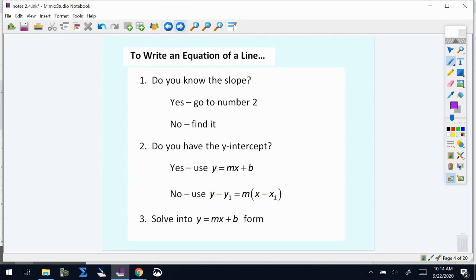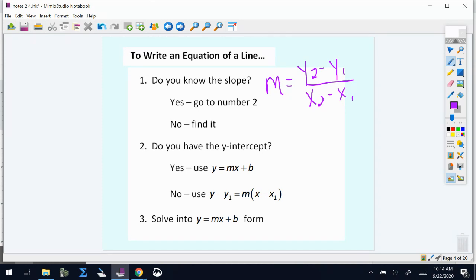So when you're writing an equation of a line, here's a little flow chart to help you. The first thing you want to ask yourself is, do I know the slope? Am I given the slope? Do I have a picture where I can find the slope? Do I have 2 points where I can find the slope? Remember your slope formula: y2 minus y1 over x2 minus x1. So you may have to use that, or you may have to use a picture and find the slope. If you have the slope or you can find it, great, move on. If you do not have the slope, then you need to find it, and it could be, again, using the formula.